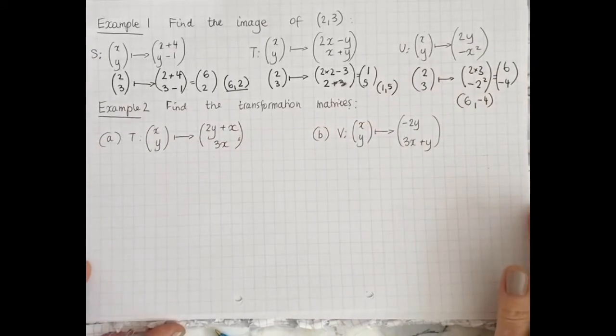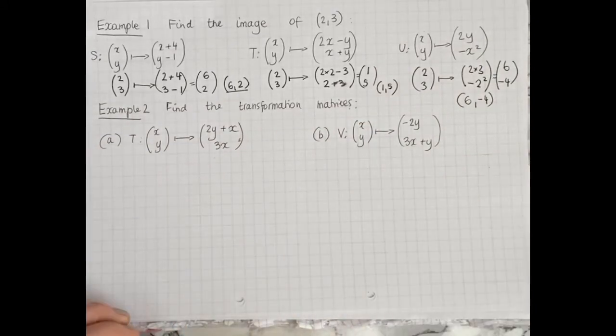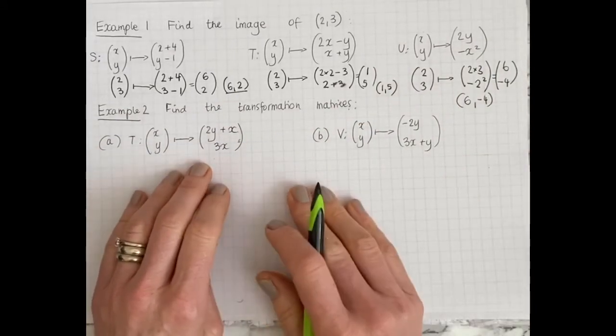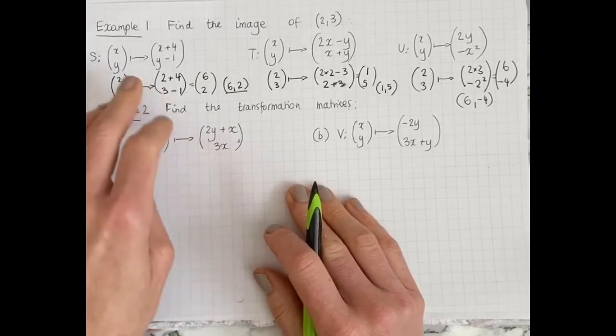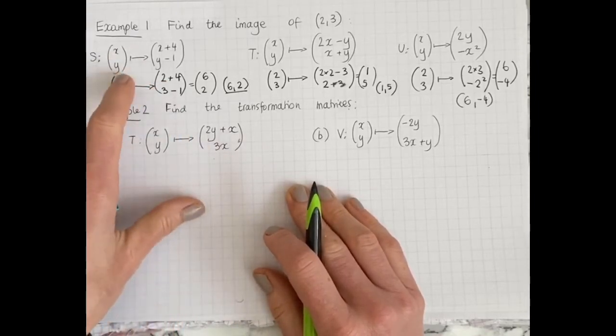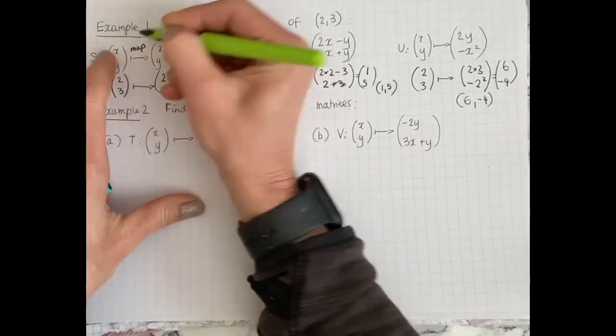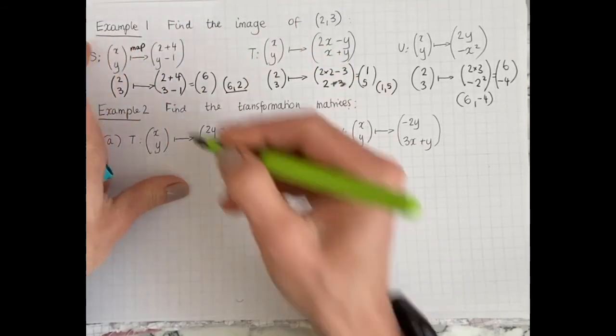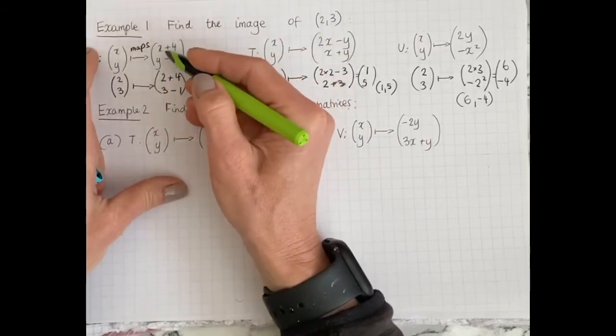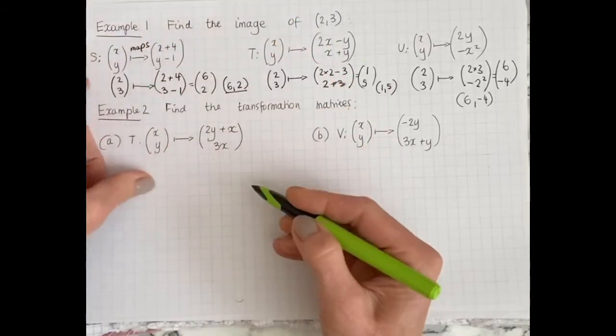Okay, in example 2, we've got to find the transformation matrices of the following mapping. This is like a mapping, but by the way, if I haven't mentioned it, this means maps to. So point x, y maps to its image. So this is the point and that's the image.